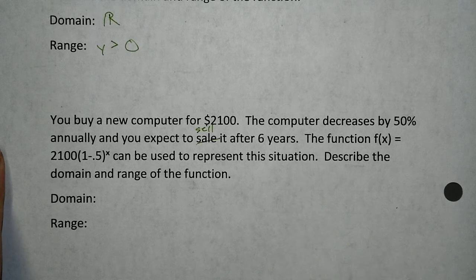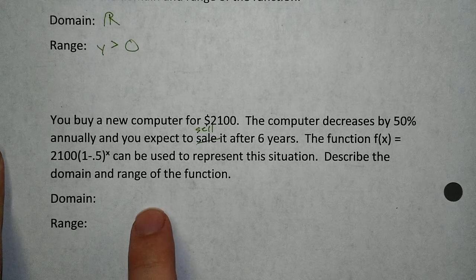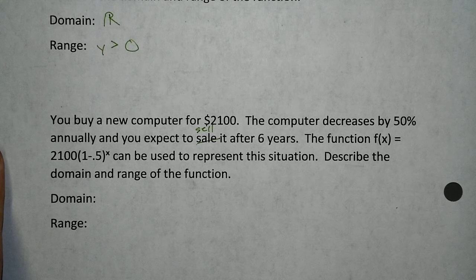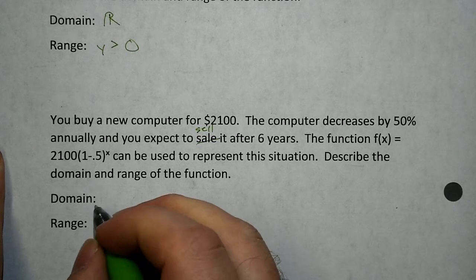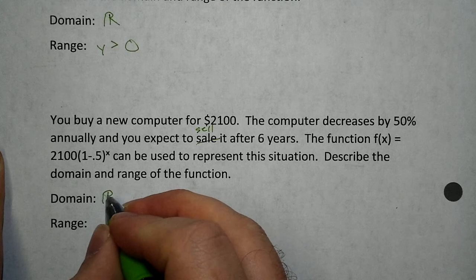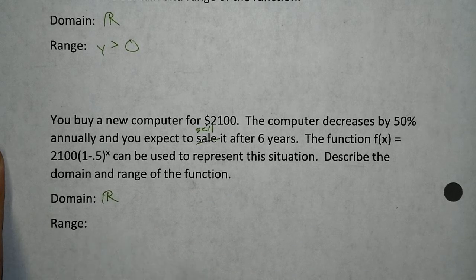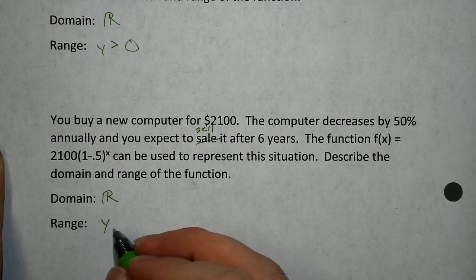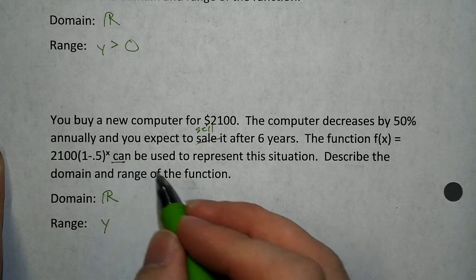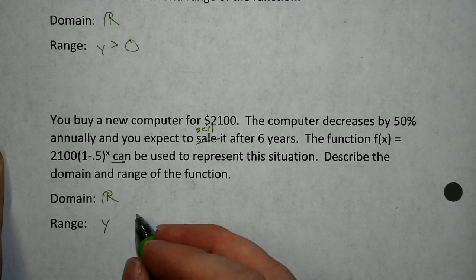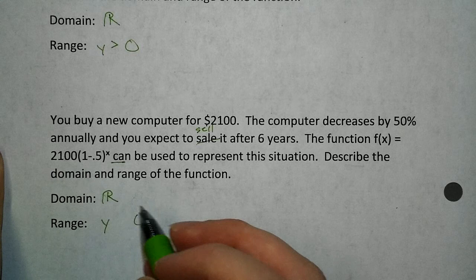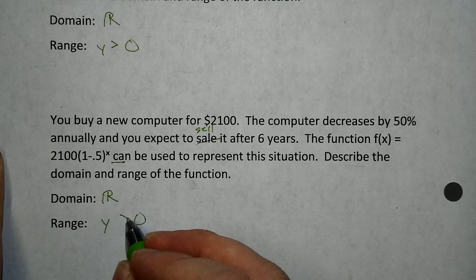Answer this, and then push play when you're ready to see the answer, okay? Push pause now. Okay, the domain is once again going to be all real numbers. The range, we're comparing our y values to the k, which is still not listed, 0. Since this is positive, it's going to be greater than 0.